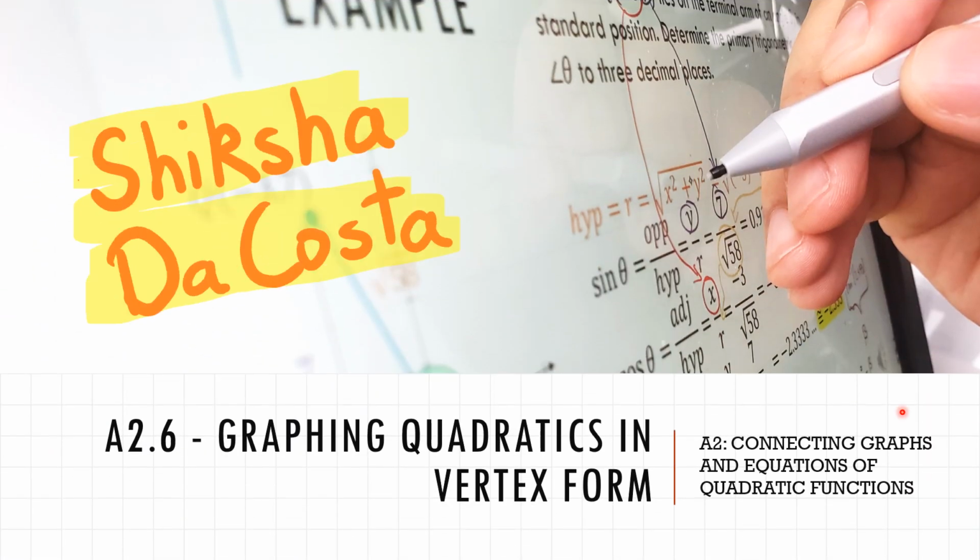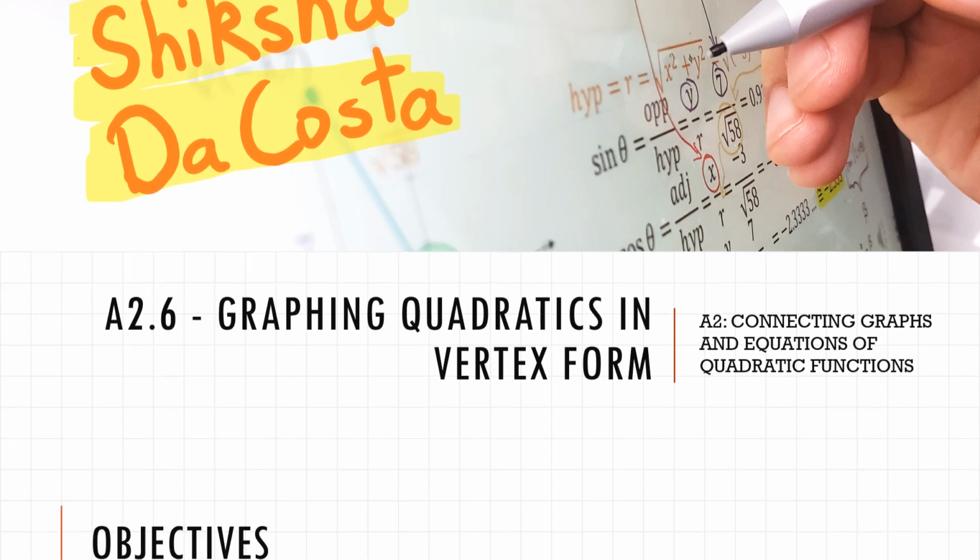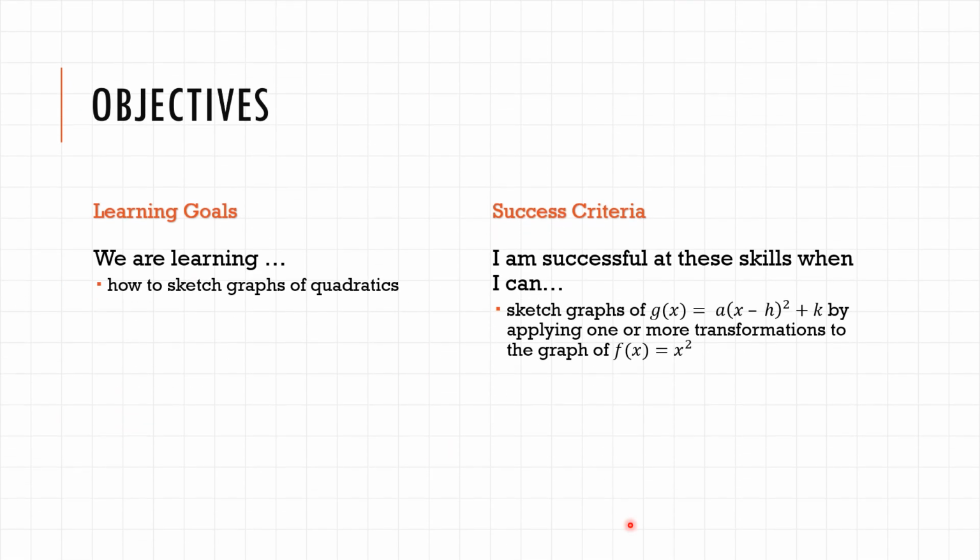Today we're going to learn how to graph a quadratic function when it's in vertex form. As part of this lesson, you are going to learn how to sketch a graph of a quadratic, and you're going to do that by applying one or more transformations to the graph of the parent function f of x equals x squared.